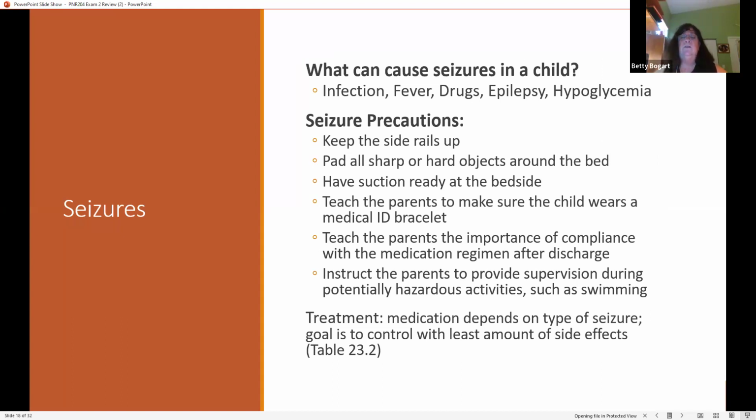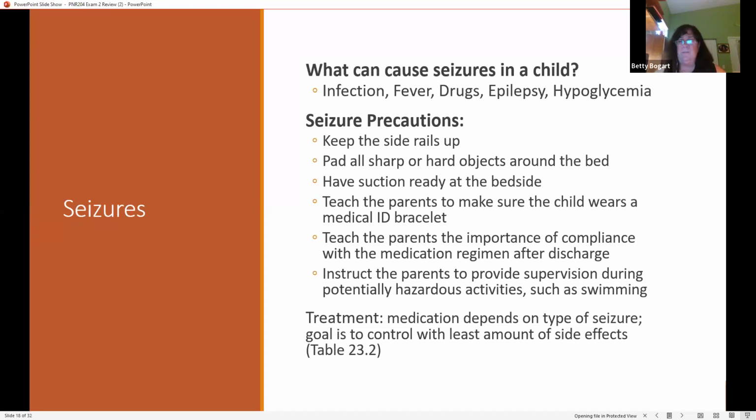I found it. So what causes seizures in a child? Infections, fevers, okay? Remember, febrile seizures, drugs, epilepsy, and hypoglycemia. All of those cause seizures. Again, seizure precautions, I kept saying safety, side rails up.